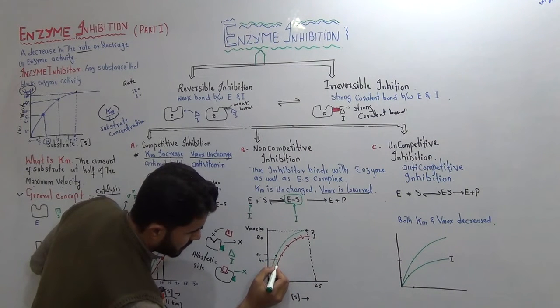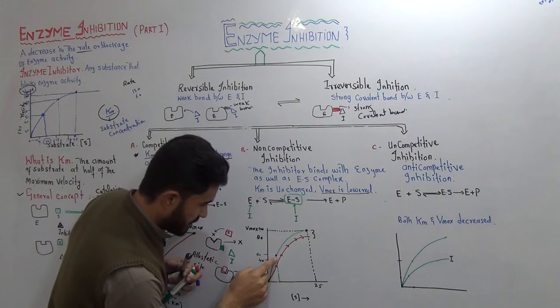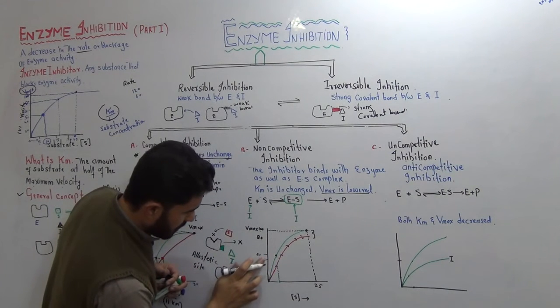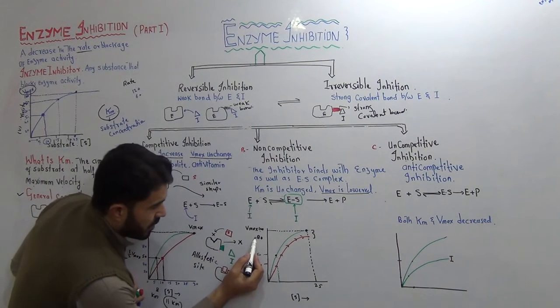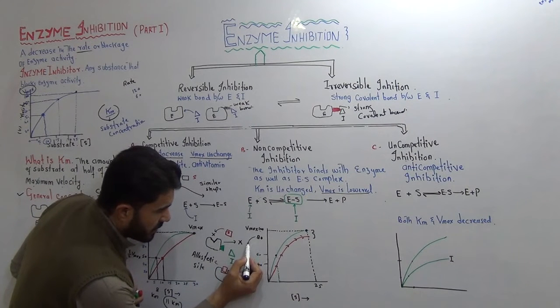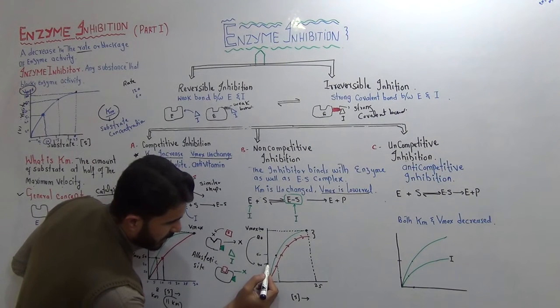Let me draw this line. Okay, fine. In this case, let's suppose this will be 40. Now see, for 80, the half of the 80 will be 40. So at 40, our line will be touching here.